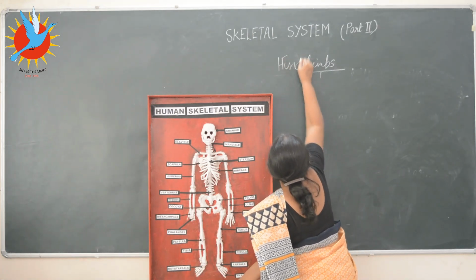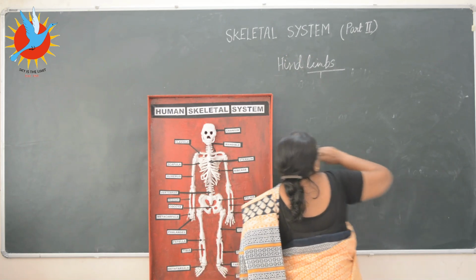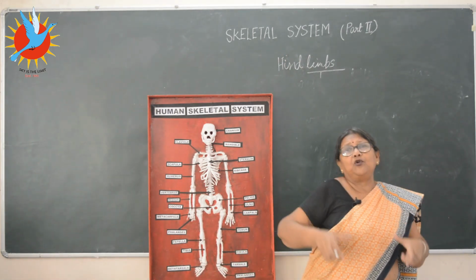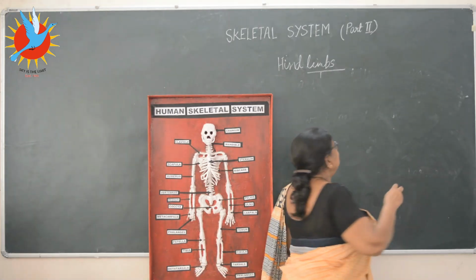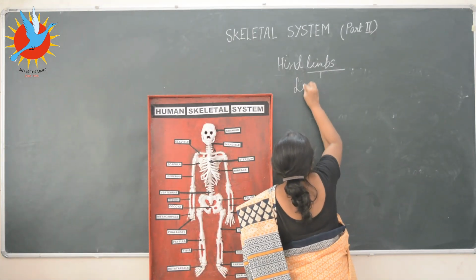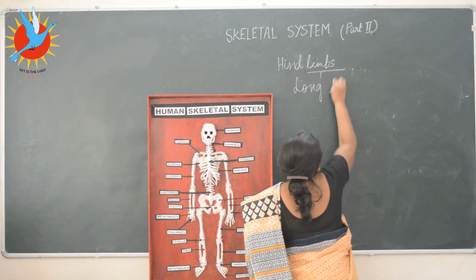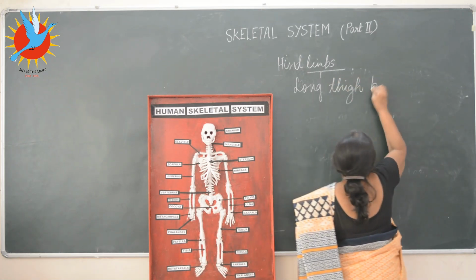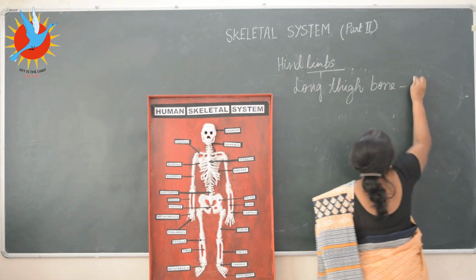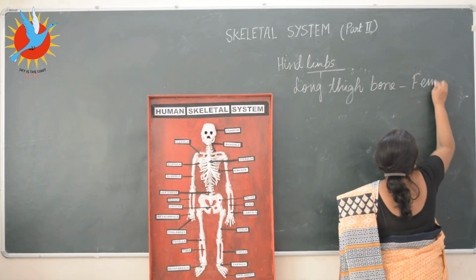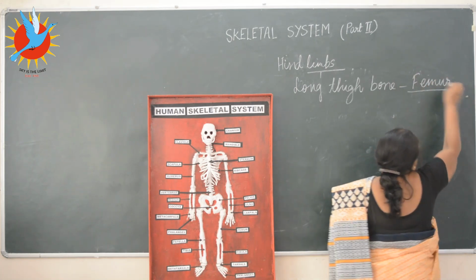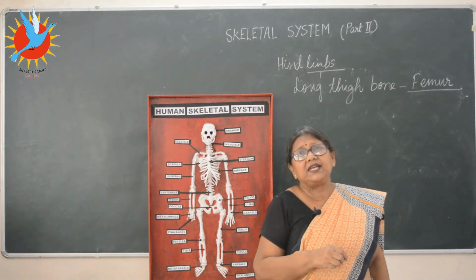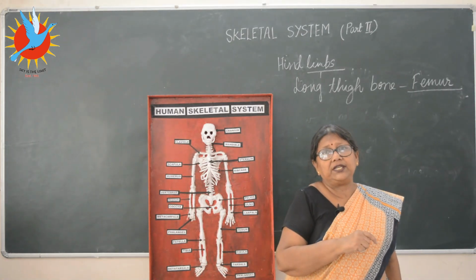Hind limbs, or we can say the legs. We have got a long thigh bone, and this is called the femur bone. Very, very important in the sense that this is the longest bone of our body. Femur is the longest bone in our body.